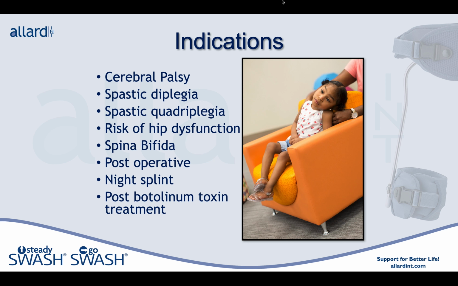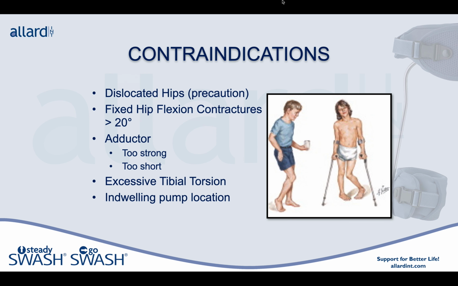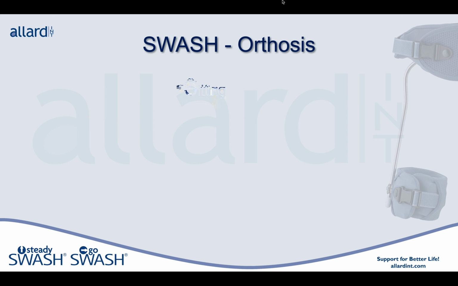Some of the indications for the SWASH orthosis are spastic diplegia, spastic quadriplegia, those at risk for hip dysfunction, spina bifida, post-op bracing, nocturnal splinting, or post-Botox treatment. Some of the contraindications are dislocated hips, hip flexion contractures greater than 20 degrees, strong adductor tone, excessive tibial torsion, and depending on where their baclofen pump is placed, pump location. Again, SWASH is sitting, walking, and standing hip orthosis.